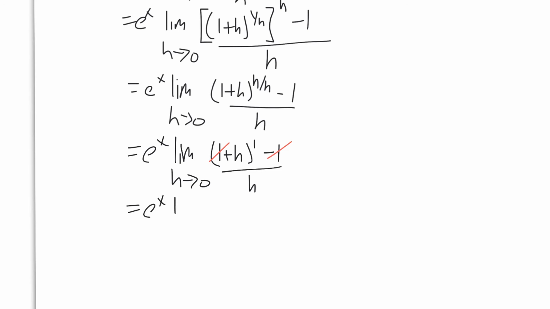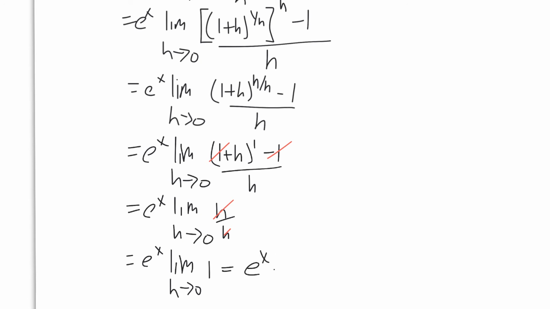So this is e to the x, the limit, h approaches 0 of h over h. Well, that cancels out. So we have e to the x, limit, h approaches 0 of 1, and the limit of a constant is just 1, which means the derivative of e to the x is equal to e to the x. Well, this is very strange.